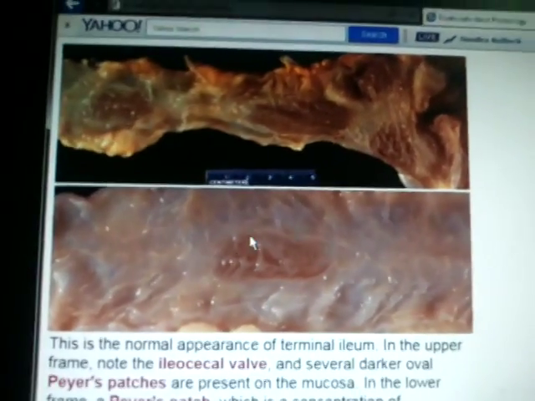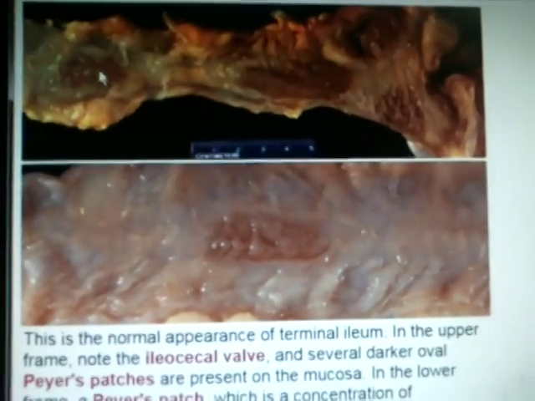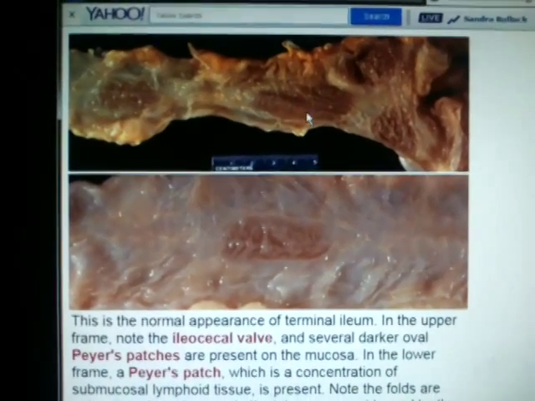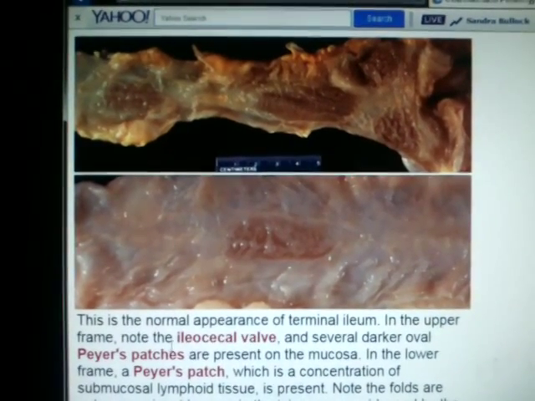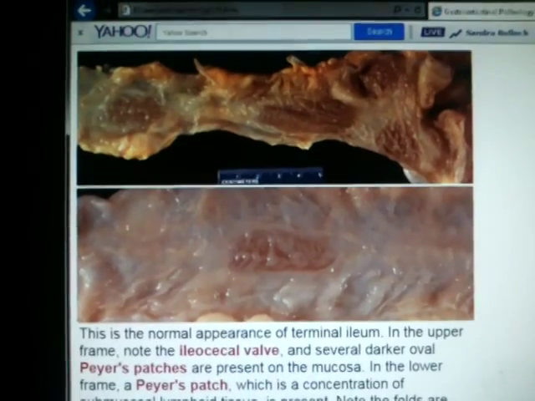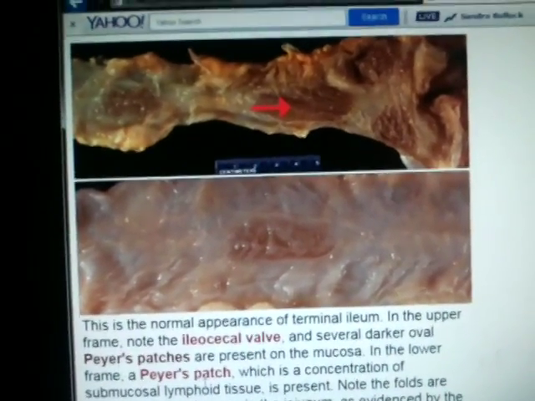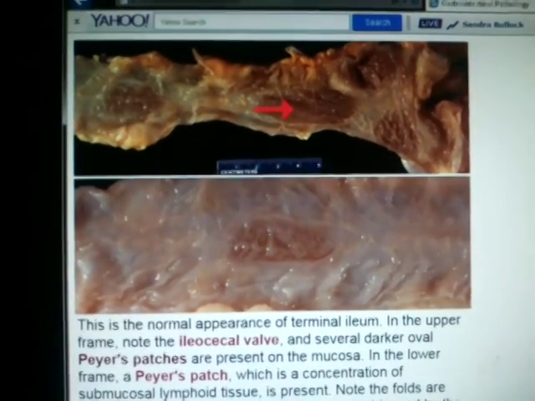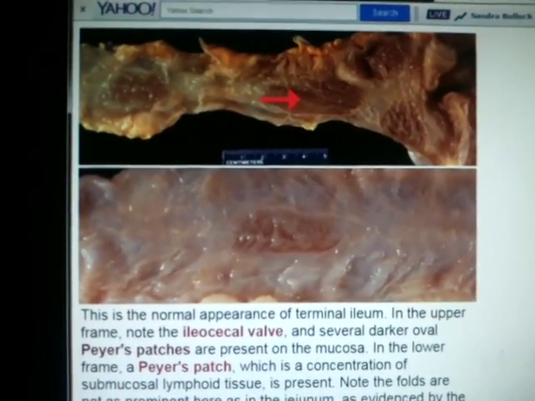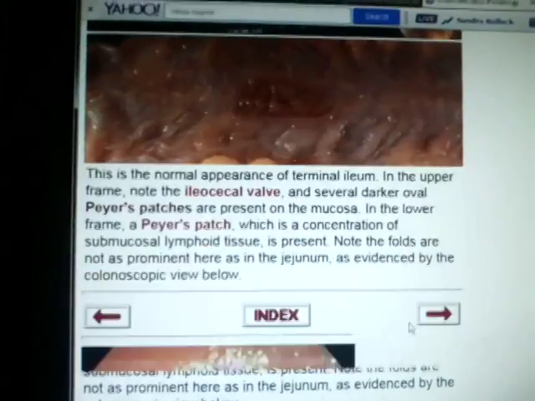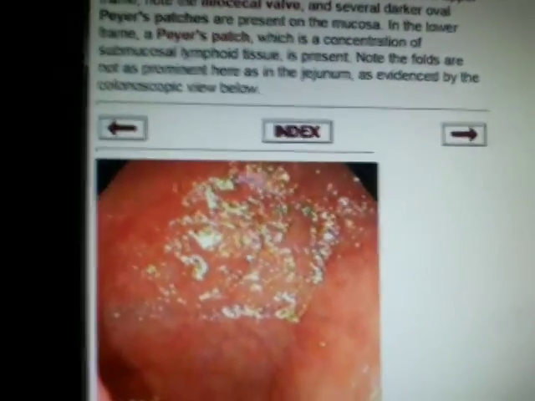In this area of the intestine, you can identify the brown, darker patches at the submucosa, and this is a higher magnification. So we have these dark brown patches, which is the lymphoid tissue present at the submucosal layer. We call it Peyer's patches, and this is very important because some lymphomas can arise from this tissue. This is the endoscopic appearance.